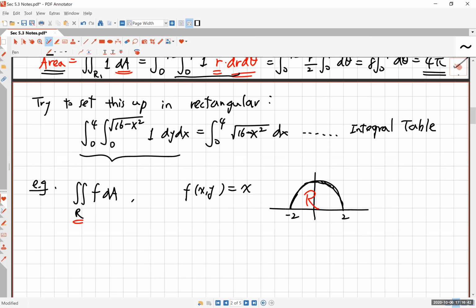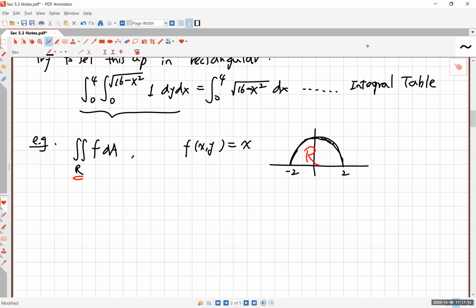Well, let's see. Yeah, let's go ahead and do this together. The first thing is you have to set this up. Now remember, you have to have r dr d theta. So that means you have to decide what theta is and what r is. So what is theta in this case? Well, you can see theta goes from 0 to pi, right? And then r goes from 0 to 2, okay?